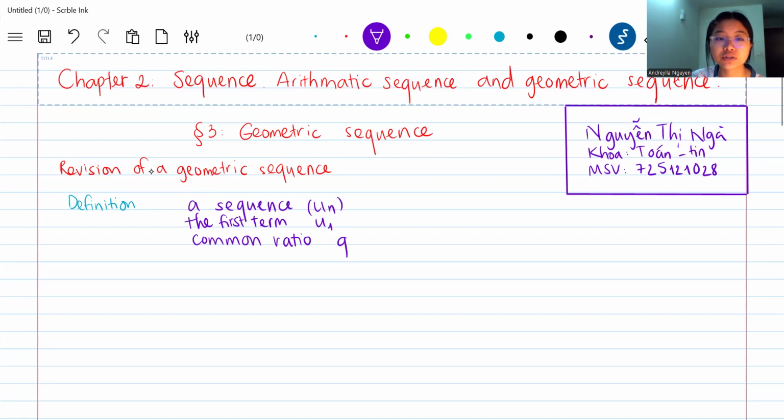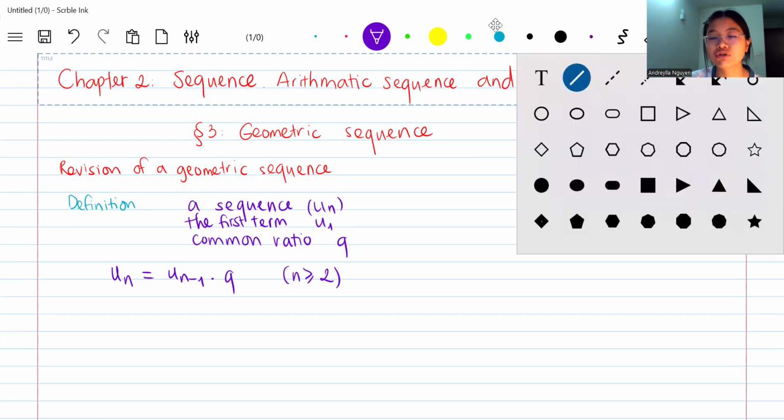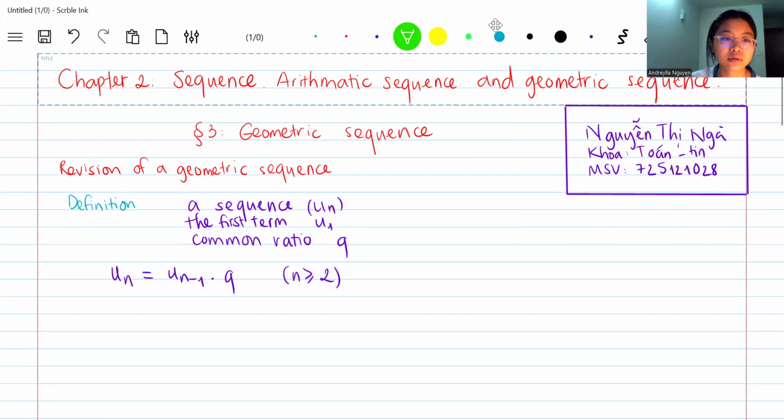Then my geometric sequence is defined as U_n equals U_(n-1) times q, for n greater than or equal to 2. It means that when you have a sequence with a property like this, it is called a geometric sequence.